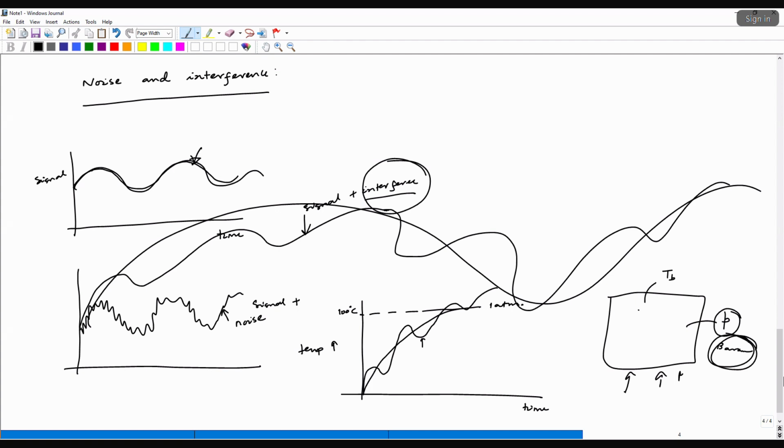So I think time is up. We can stop here. But many of the inputs that I got are all in the right direction towards understanding noise and interference.